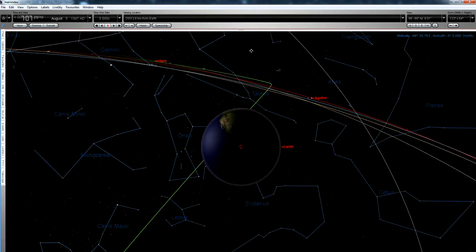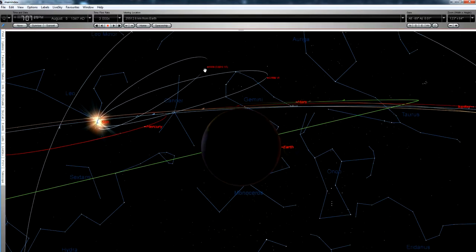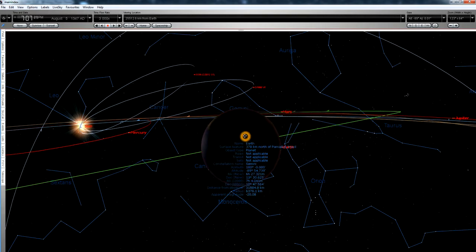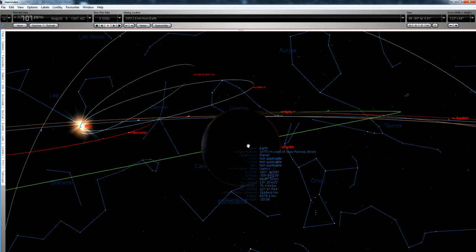And here we are. And you can see ISON's orbit and the Great Comet of 1680. And you can see what constellations those orbits run through. Now, if another comet were somehow related to those two comets on approximately the same orbit, it would be going through the same constellations, Gemini, Cancer, or Leo.